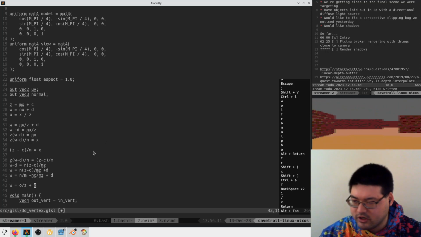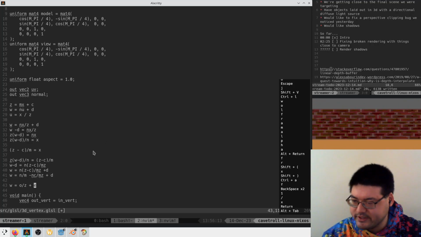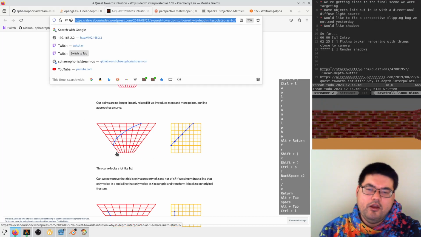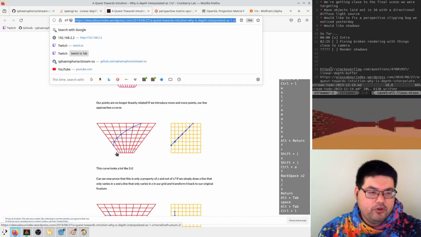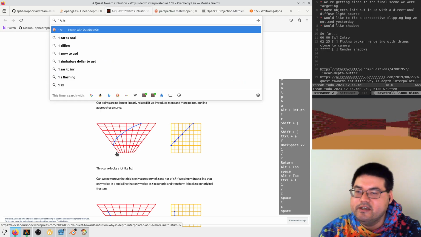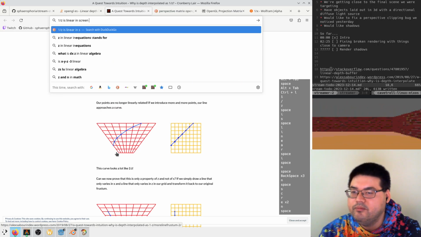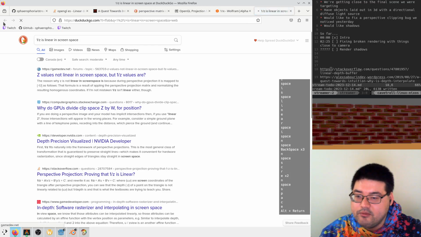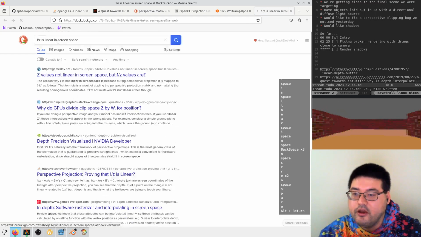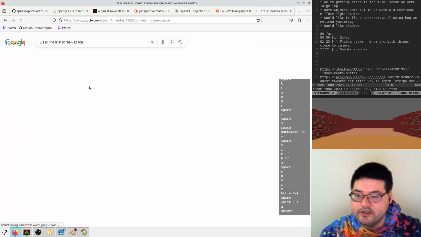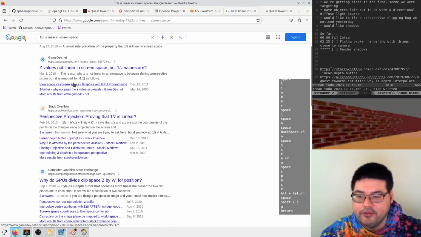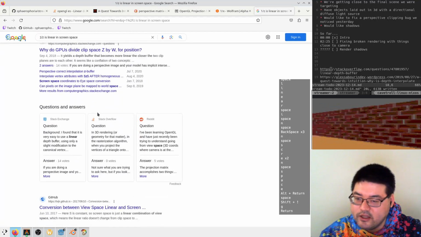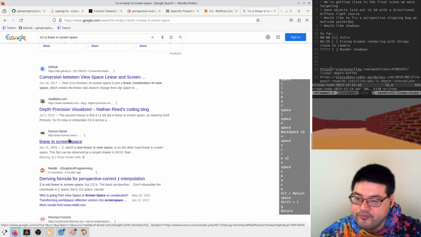I'm not really sure if this is mathematically 100% correct, but other people have been saying that 1 over z is linear in screen space. Maybe I want to Google this instead of DuckDuckGo because I want something better. This is the same thing we're just looking at, but somebody else had a pretty good visualization as well. Maybe this one.